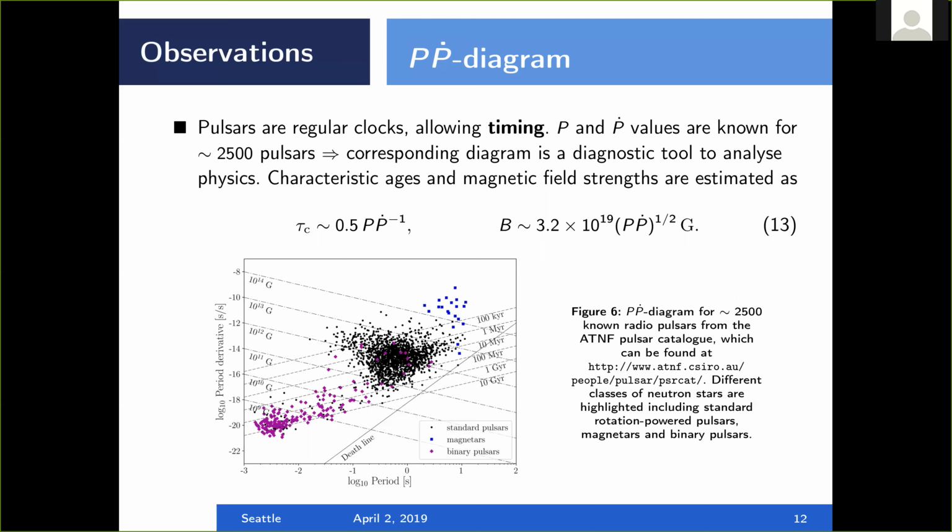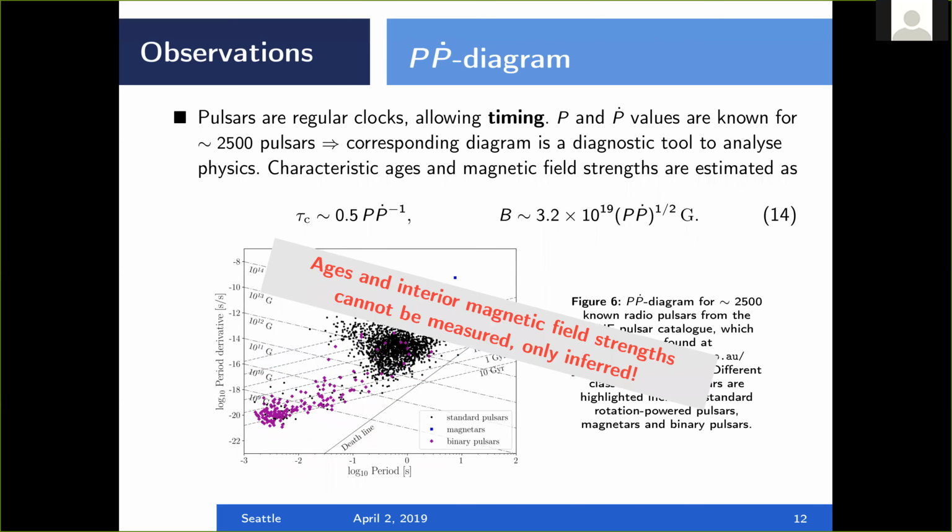These other lines here are what we call characteristic ages. You can essentially write down a very simple relation between the period and the period derivative and how that relates to the age. And you find that those systems up here are younger than those down here, which is consistent with that picture. If someone gives you a neutron star magnetic field value or an age, typically where those numbers come from is this diagram.